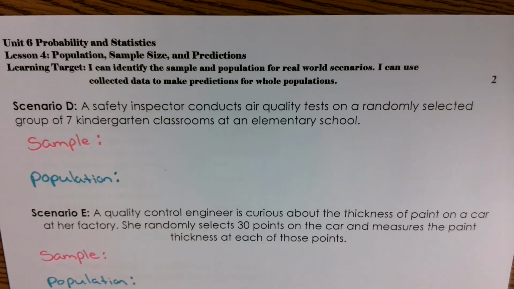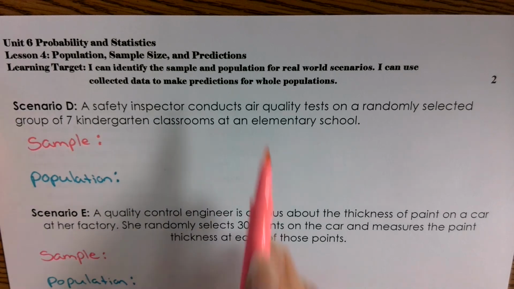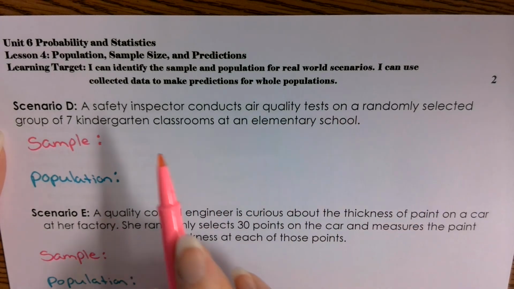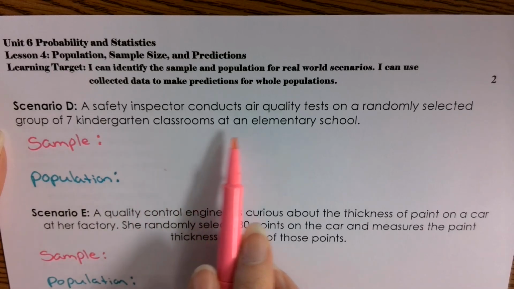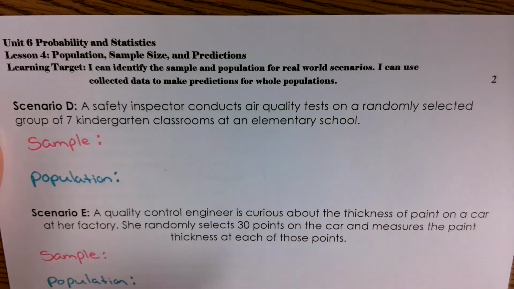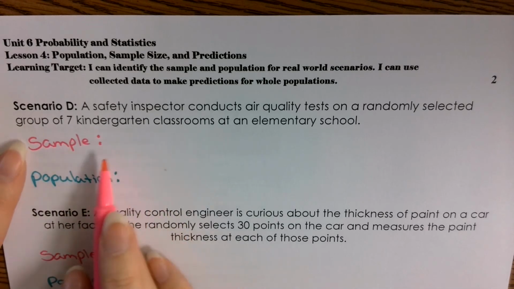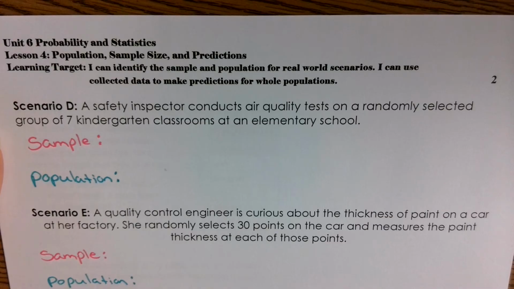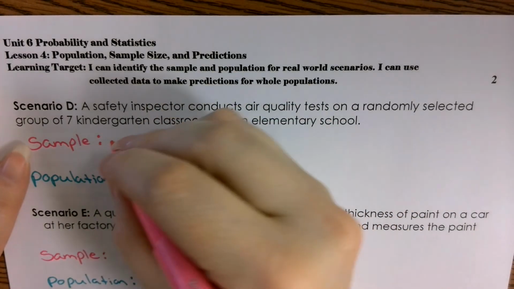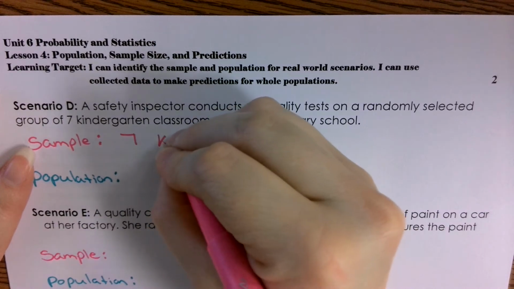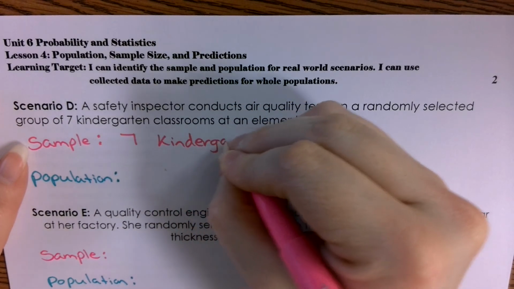So for scenario D, a safety inspector conducts air quality tests on a randomly selected group of 7 kindergarten classrooms at an elementary school. What do you think is the sample? Raise your hand to tell me what the sample is going to be. Actually, you know what? Don't raise your hand because I'm just going to call in random people, because too many of the same people are always answering. Simran, what is the sample going to be for this situation? The 7 kindergarten classes, right? So it's the 7 kindergarten classes.